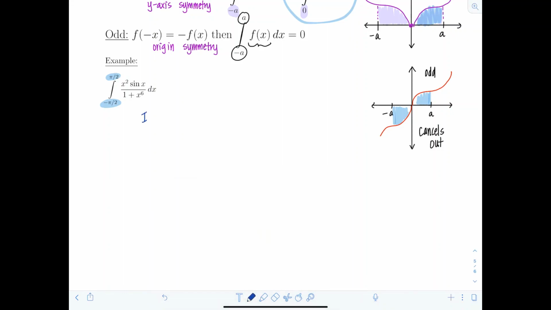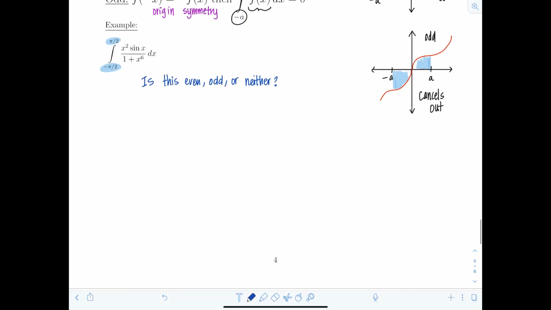Let's test it. So I'm asking myself, is this even, odd, or neither? If it's neither, then I have to figure out something. I can't use symmetry to my advantage. So how do I check? You evaluate f of negative x. You do one test when you're testing if it's even or odd. If you get back the same thing, it's even. If you get back the opposite of the original, it's odd.